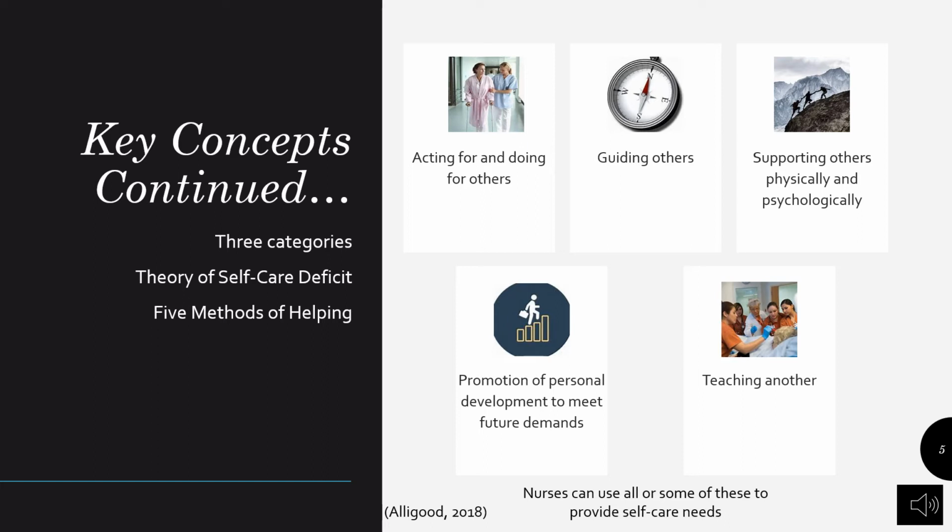There are 5 methods of helping that are included that nurses are required to meet these demands to help them with their self-care needs. The first one is acting for and doing for others, guiding and supporting others physically and psychologically, providing an environment for patients to meet demands, and also teaching one another. Nurses can use all or some of these to provide self-care needs.